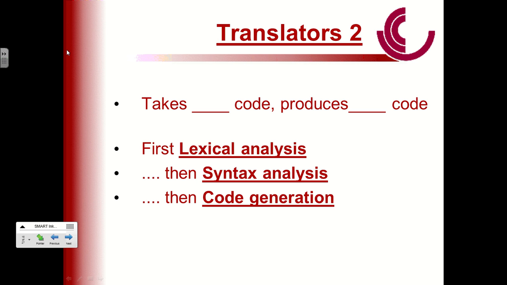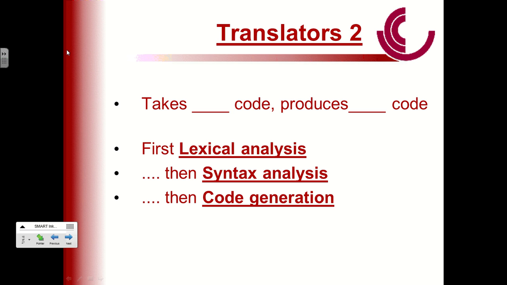But still, translators take what kind of code? Source code, and produce object code. Yes. So this whole compilation process takes source code and produces object code, and it does that through these three stages.